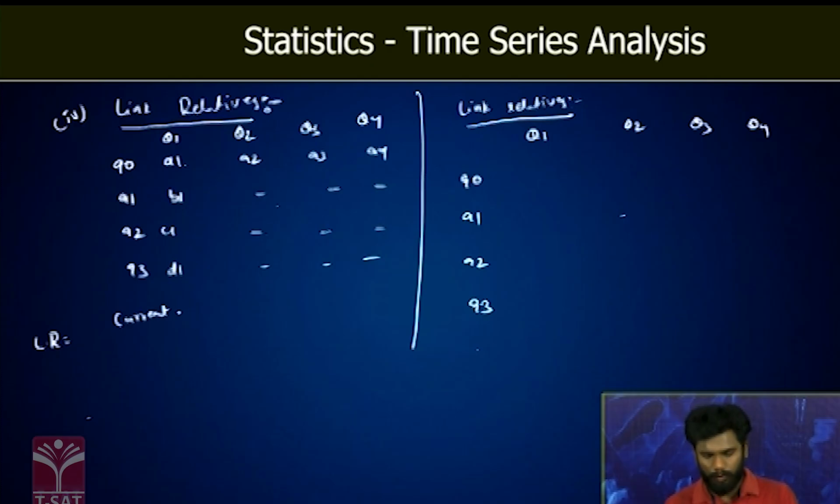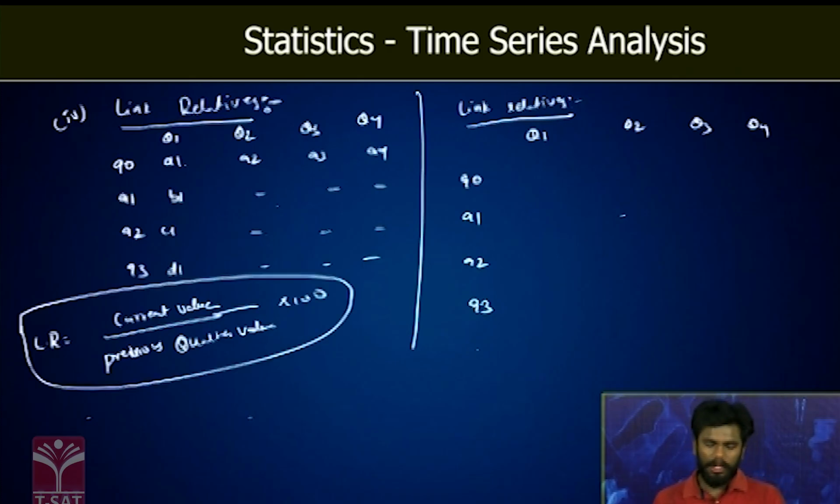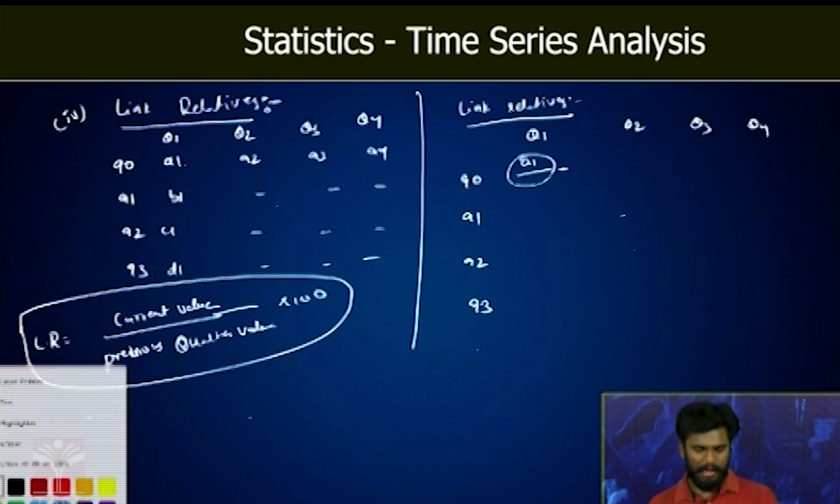current value divided by previous quarter value into 100. This is important formula you have to remember. Link relative is given by current value divided by previous quarter value into 100. So how to see mathematically? See, what is the current value for quarter 1? It is A1 divided by, you have any previous value ఏమైనా ఉందా? దీనికి లేదు. So we will consider it as null. అసలు ఏం వాల్యూ తీసుకోము. We will consider that as null.